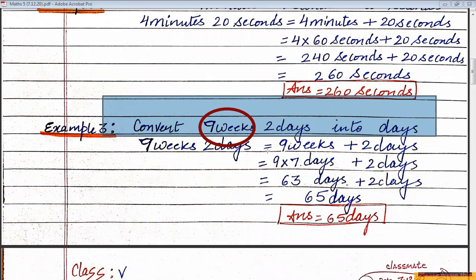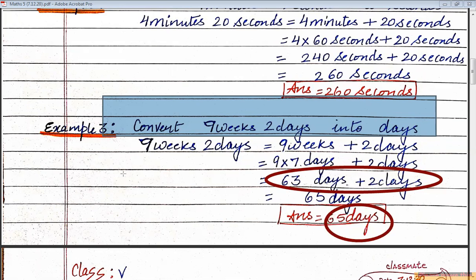So, to convert 9 weeks into days, you have to multiply 9 with 7. So, 9 into 7 days plus 2 days. This is already in days. So, now next step will be 9 sevens are 63, and 63 plus 2 will be 65.